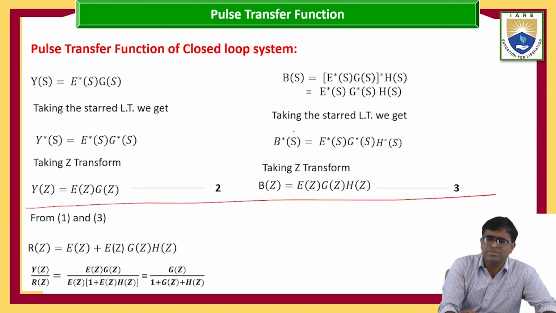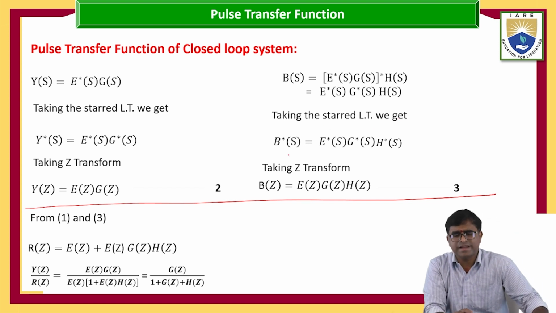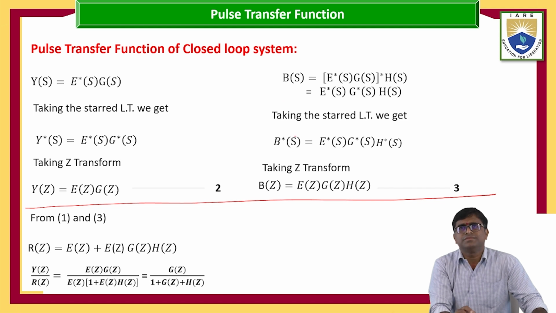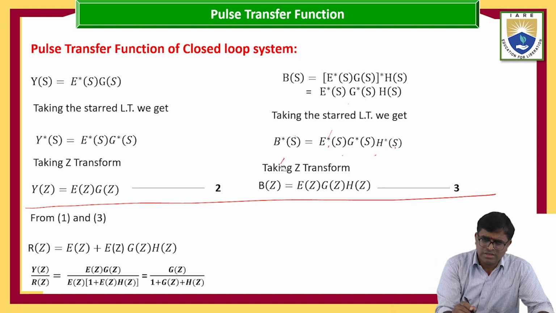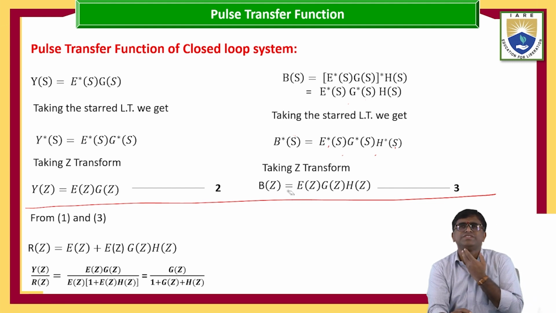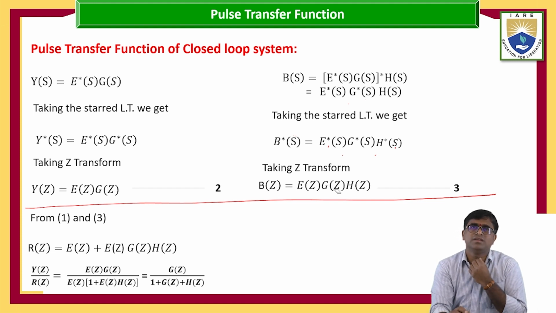after this, taking the star Laplace transform, we get B star of S equals E star of S into G star of S into H star of S. For this function, I am going to take the Z transform finally. So this Z transform comes as B of Z equals E of Z, G of Z and H of Z. Okay, that is equation number 3.